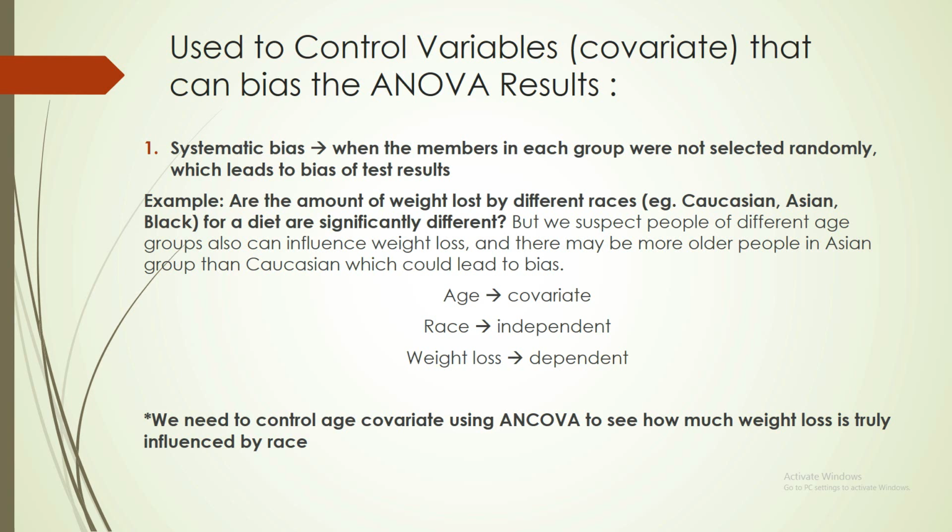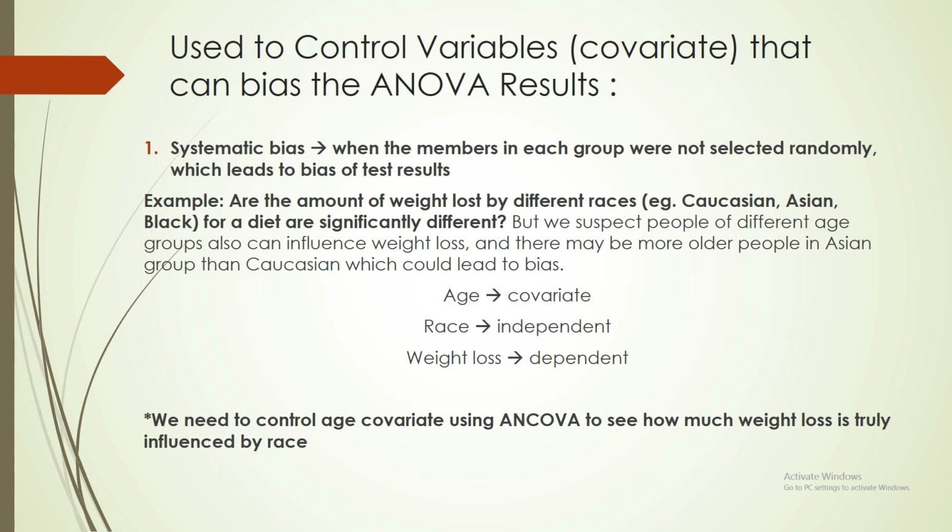Firstly, ANCOVA can correct something called systematic bias. A systematic bias happens when we have a situation where the members in each group were not selected randomly. When I say that the members in each group are not selected randomly, what I mean is we have a population and we are trying to draw a sample, but the individuals in the population don't have equal chances of being drawn into this sample. This is when the selection is not random.